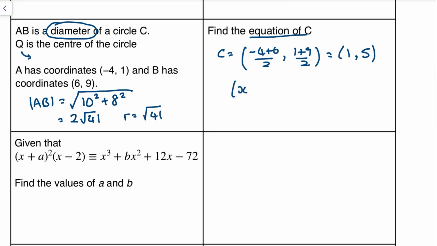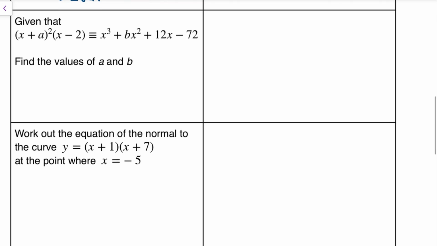So equation of a circle is x minus the x coordinate of the centre, which is 1 squared, plus y minus the y coordinate of the centre, which is 5 here, equals the radius squared, so that's just 41. Question done. Next question. Okay, so we have an identity question.